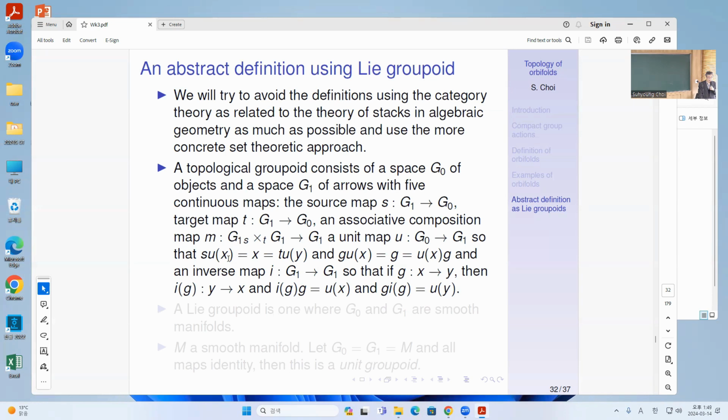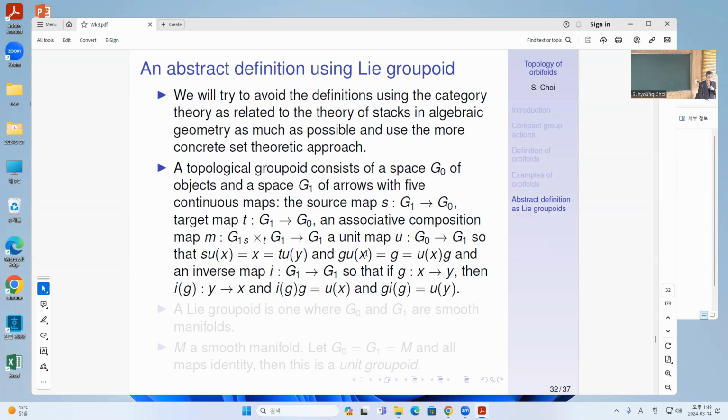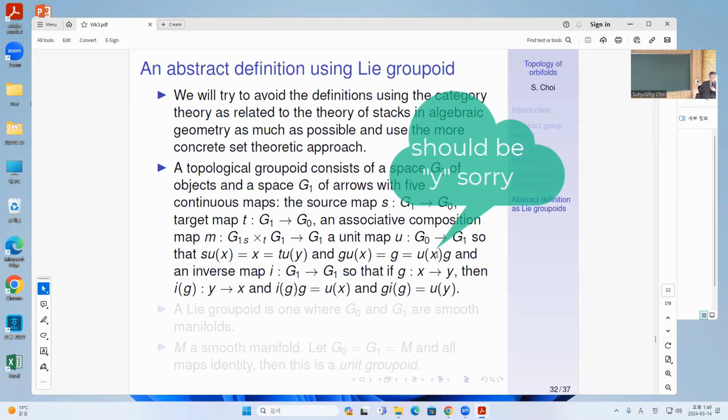And the unit is that G0 goes to G1, so that the source is X, and so this should be X again. T(U(X)), so the terminal is X, and if you multiply G by U(X), then you're composing the trivial one with G, so it's just the same as G, and the same as U(X)G. Of course, when you want to multiply, the source of G has to be X here, and here the terminal point of G has to be X. So this arrow has to compose.